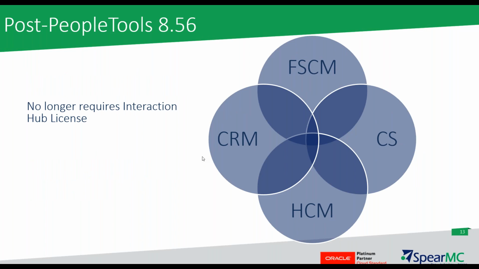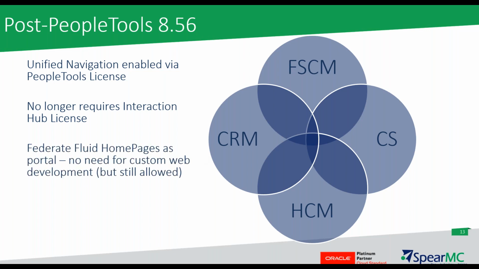Once we get to People Tools 8.5.6, unified navigation is enabled via your license. You have it, you own it. And once you get to 8.5.6, you do not need to license the Interaction Hub. Through People Tools and through the setup, the last section of my presentation, the most boring section, you will see how you can connect your applications, your instances, without going through an Interaction Hub.